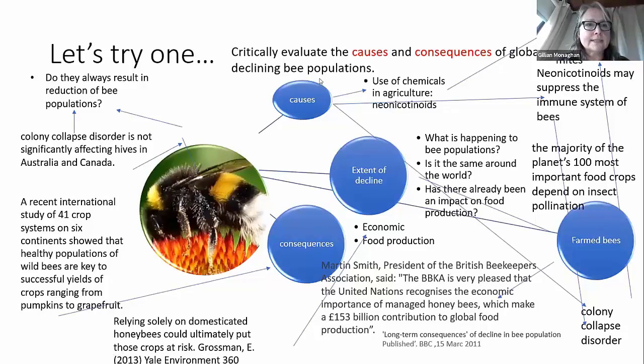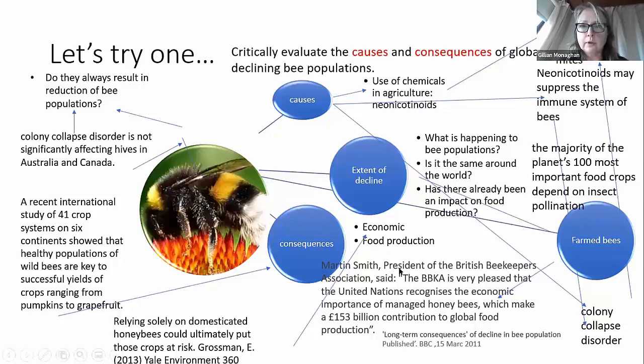So I've got some ideas then about what might be causing the problem, and I need to do some more reading there, so that's going on my reading list. But let's have a look at the issue of consequences then. So the majority of the planet's 100 most important food crops depend on insect pollination. Okay, so if we lose our bees, we lose our food.